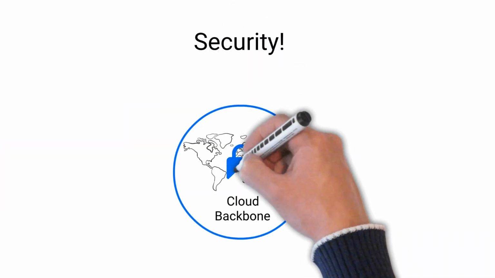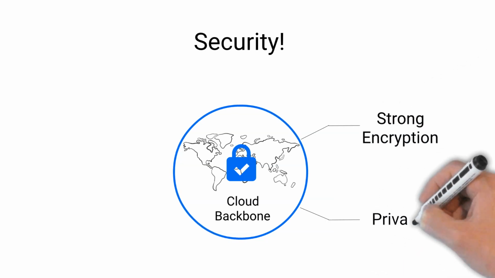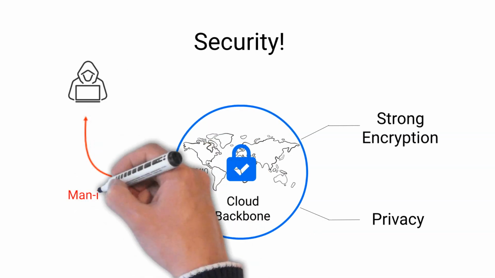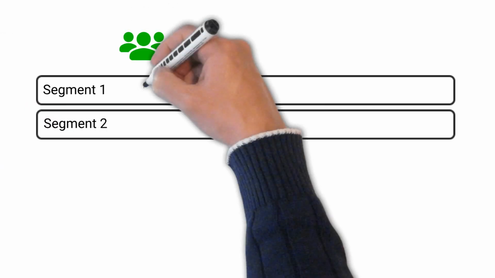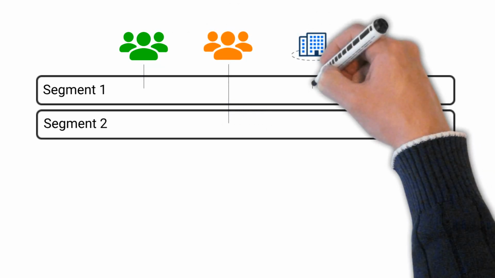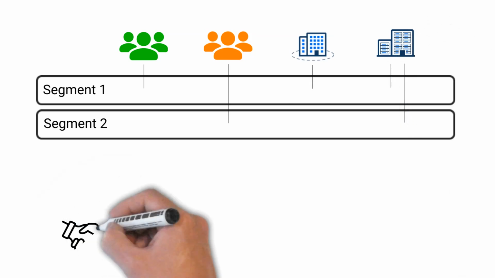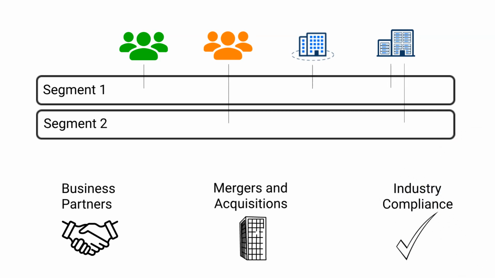Security is important. All network traffic across the cloud backbone is strongly encrypted for privacy, protecting your business from eavesdropping and man-in-the-middle attacks. End-to-end segmentation allows segregating network traffic between various sites and departments connected to the cloud backbone, securely onboarding partners and M&As, and achieving compliance.